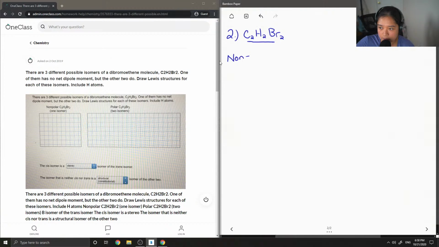And then they separated it into nonpolar and polar. So I'm just going to write the definition of nonpolar. There is no dipole moment present in the molecule. And then for polar, there's a non-zero dipole moment.